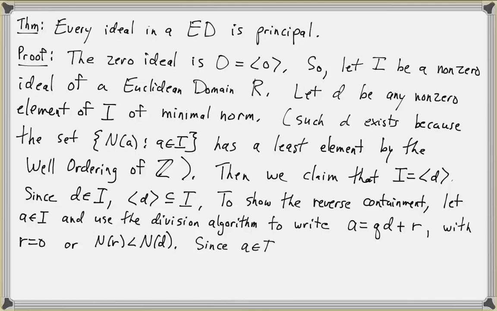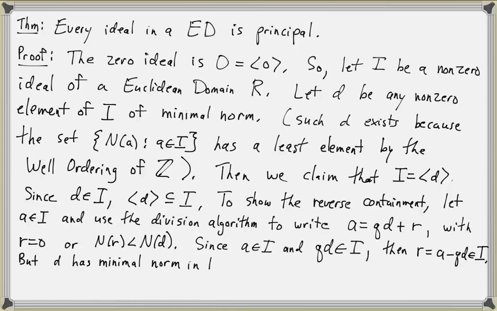Now we're going to show that R must be in the ideal I, and therefore R must equal 0 because D is the element of I with the smallest norm. Now since A is an element of I, and D is an element of I, and therefore the multiple QD is an element of I, then R, which is the difference, A minus QD, must be in I as well. But now we have that R equals 0, or the norm of R is less than the norm of D. But recall that D has the minimal norm in I. So the only possibility is that R is 0.